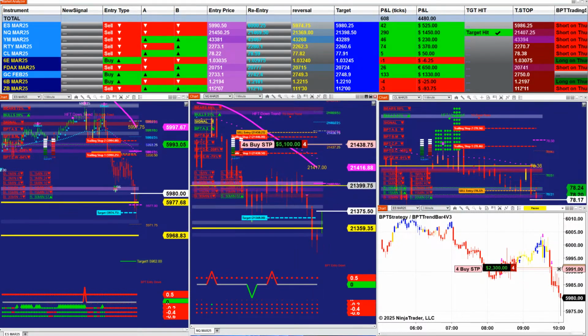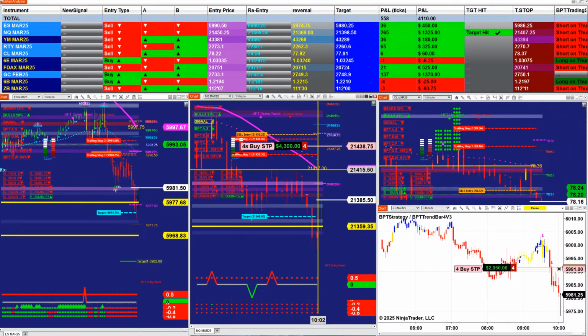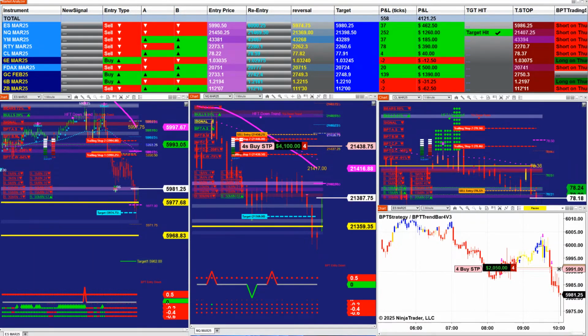So now the pullback. Be careful. Do not take a long trade at this moment. On the Nasdaq, there is no new trade. If you are in a position, that's very fine, but there is no new trade on the Nasdaq.